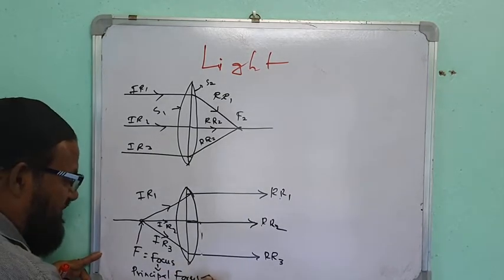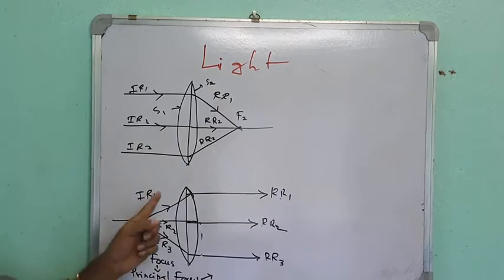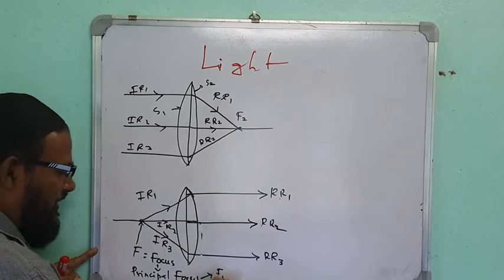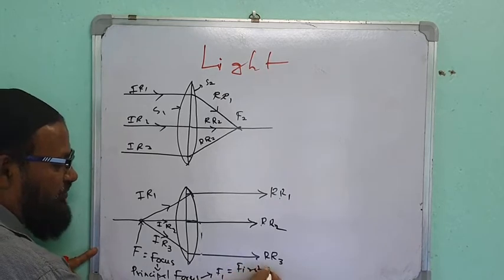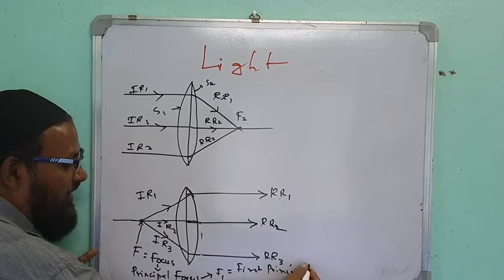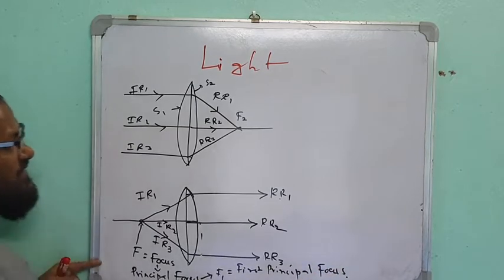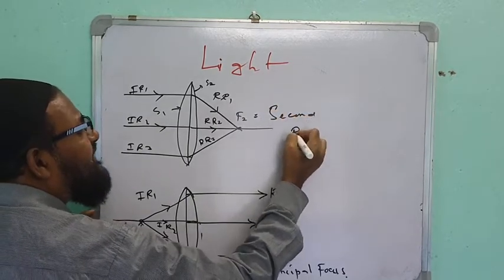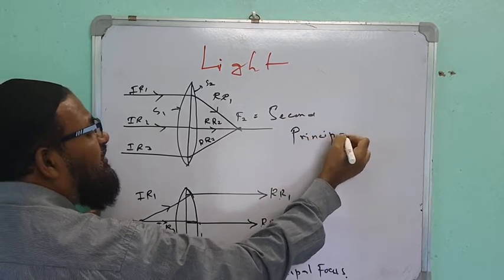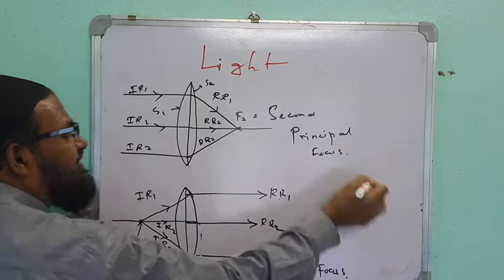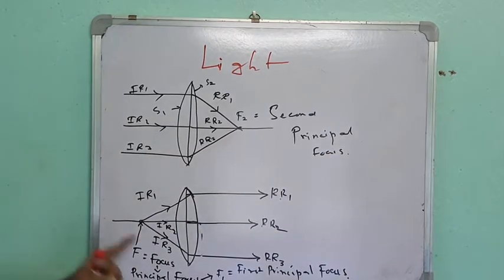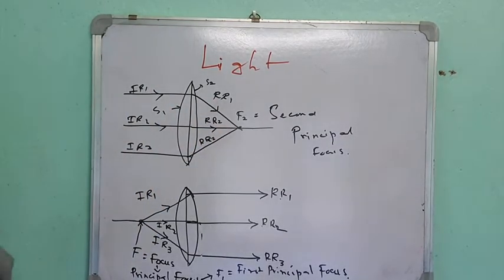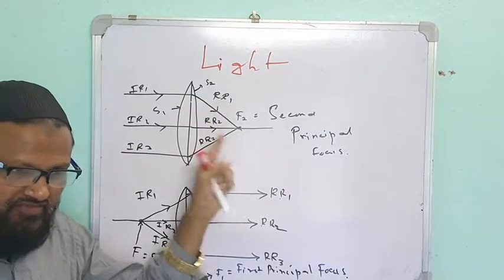Next question. This principal focus, first or second? Is it formed by the first surface or second surface? First surface. Therefore, this should be F1, the first principal focus. Clear? This is the second principal focus. The first principal focus is formed by the first surface, by the incident rays. The second principal focus is formed by the second surface, by the refracted rays.